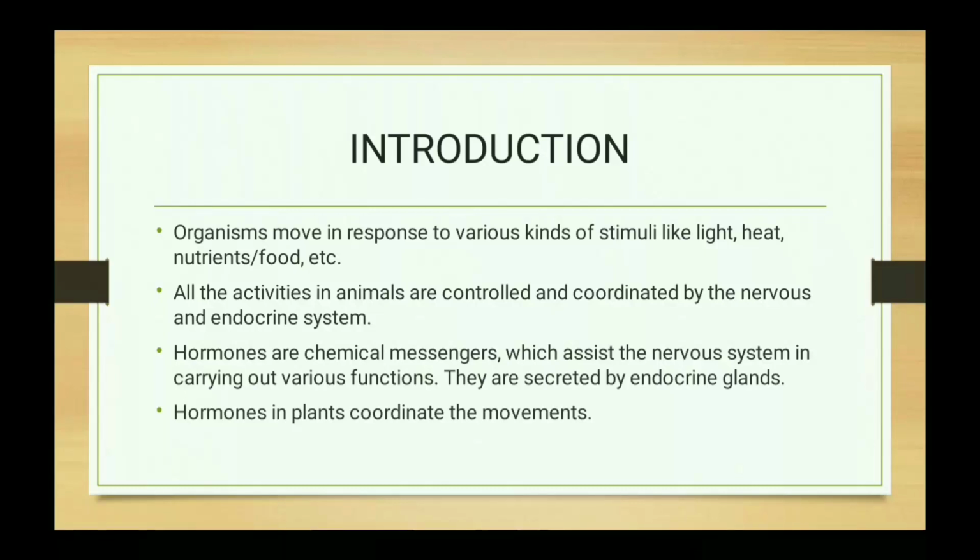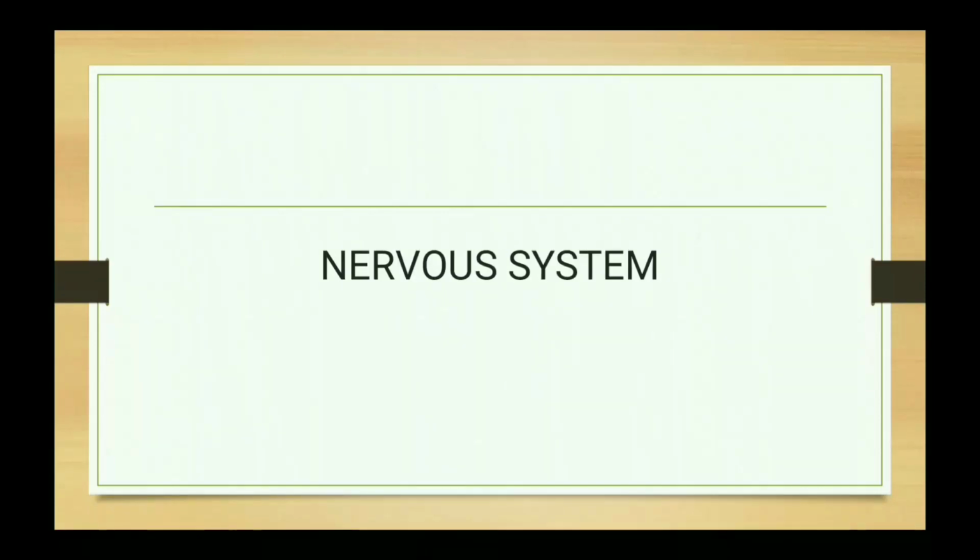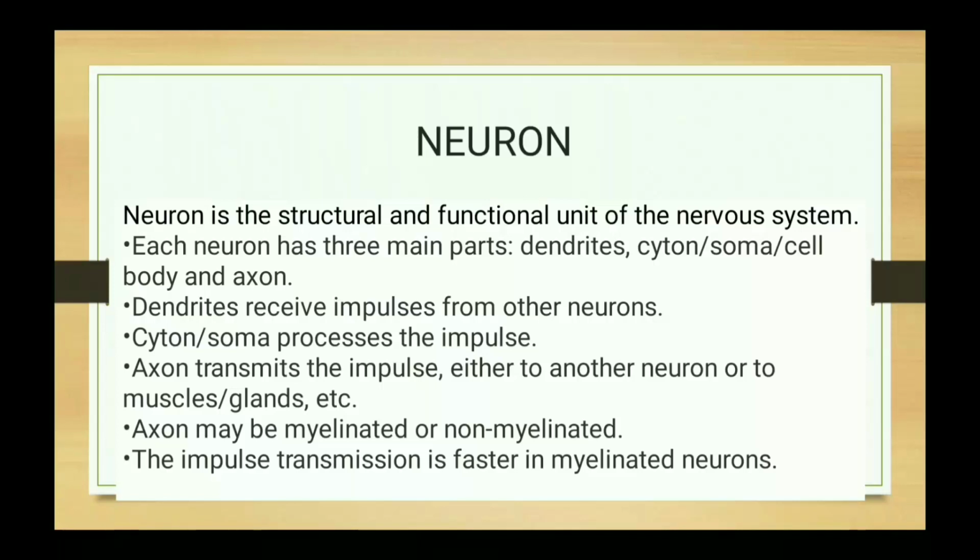Now moving on to coordination in animals, we have the nervous system. In the nervous system, we have neurons. Neuron is the structural and functional unit of the nervous system. Each neuron has three main parts. That is, first is the dendrites, second is the cyton, also called the soma or the cell body, and the third is the axon.